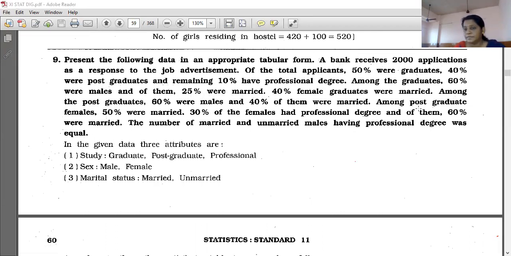And among the postgraduates, 60% were males and 40% of them were married. Among postgraduates, female 50% were married, 30% of the females had professional degree, and of them 60% were married. The number of married and unmarried males having professional degree was equal. Right? So this is the question.